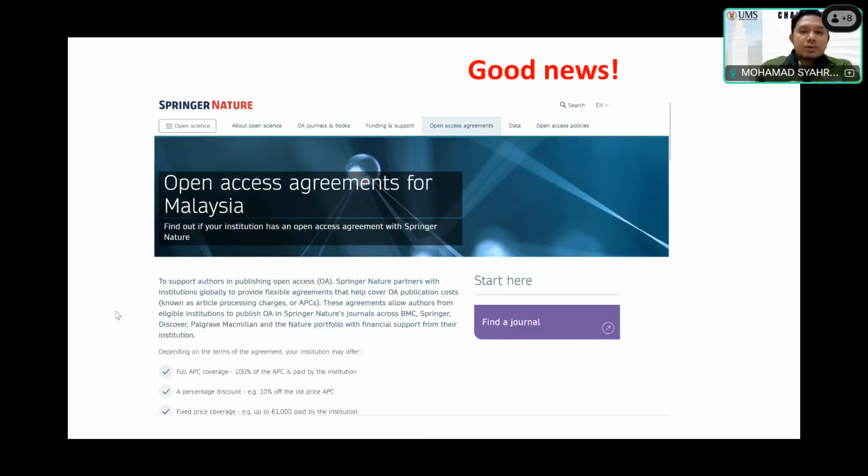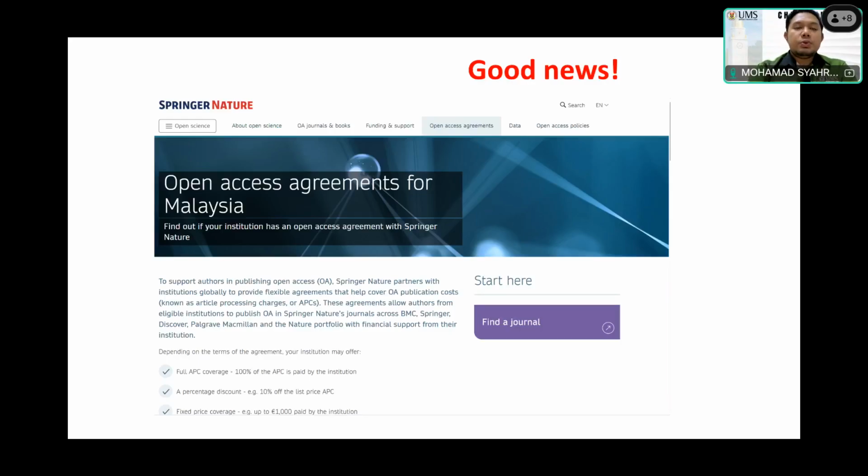Okay, this is good news that I want to share: Springer Nature has agreements with the Ministry of Higher Education in Malaysia. They cover the full APC coverage. You have to check this.